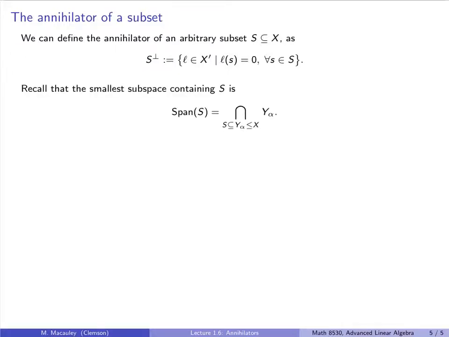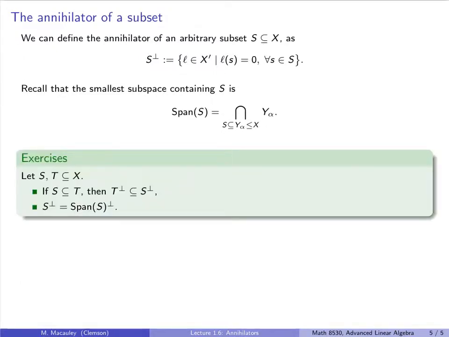Recall that the smallest subspace containing S is the span, and there are two ways to define this. On the left is the set of all linear combinations of things in S. So you can think of this as building it from the ground up. And on the right is building it from the top down, the intersection of all subspaces that contain S. Remember that we went through this in detail in a previous lecture. So I encourage you, if you don't see why this is true, to go back and watch that.